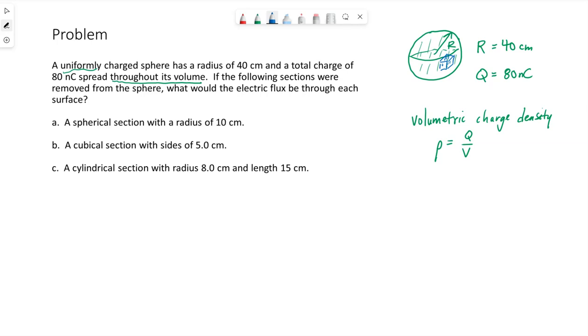So I'm going to go ahead and find this charge density. We have 80 nanocoulombs spread throughout a spherical volume. Volume of a sphere, 4/3 pi r cubed. I'm going to put our radius in meters so that I'm getting SI units. So this will be our charge density. And I forgot my calculator. Let's see if I can figure this out on my phone.